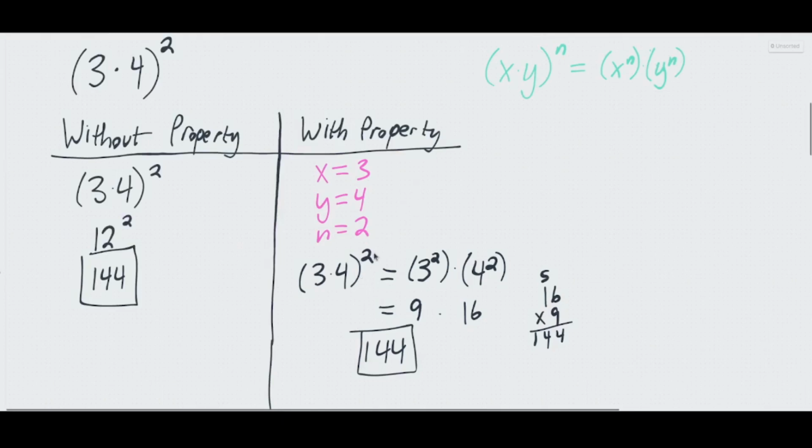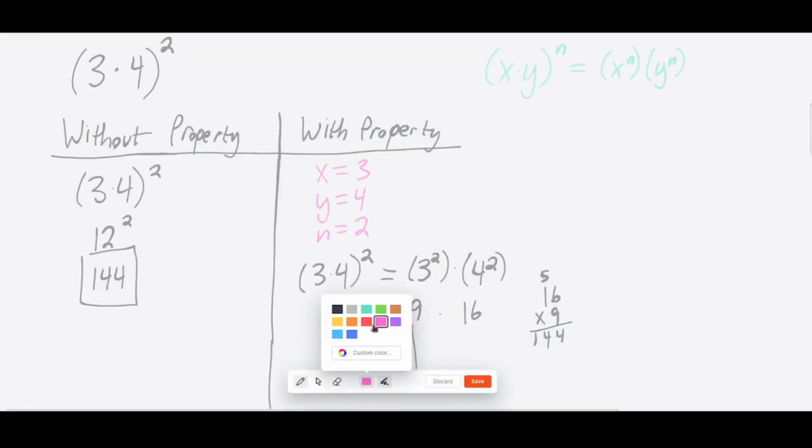However, what you might be asking yourself is, why would we ever use this property? The way we calculated it without the property was much faster. And that's true. If you know all the numbers, you should not use this property. This property should really only be used for cases where you have something like this.